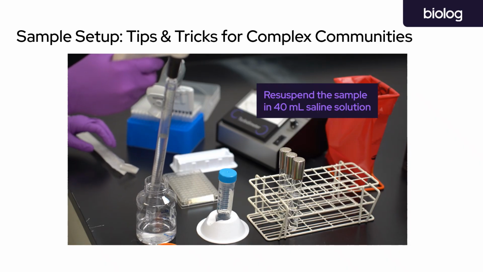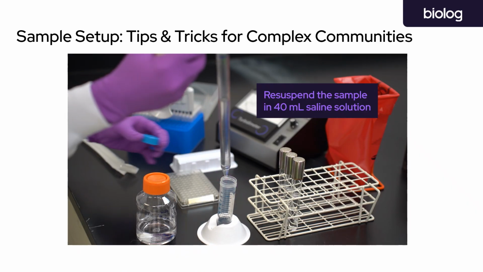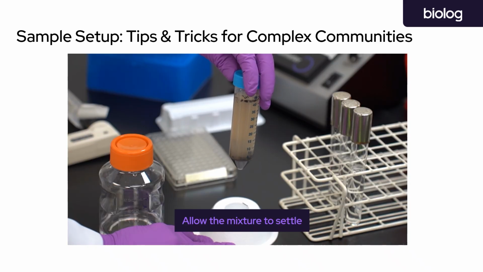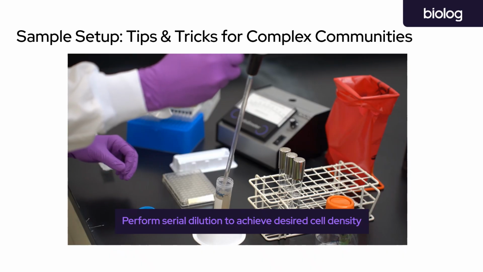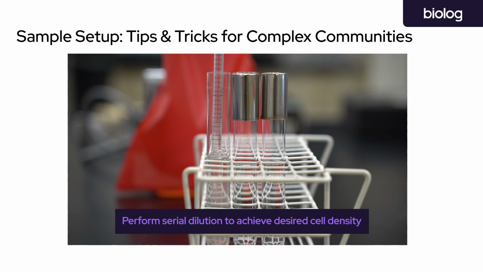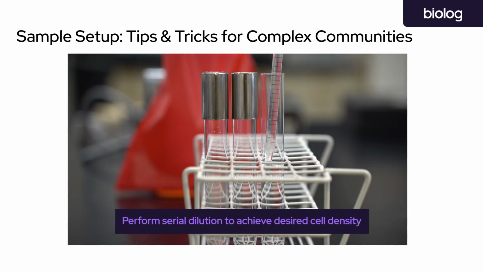and I'm going to resuspend that in 40 mLs of saline solution. Again, I'm using saline solution or a buffer to avoid any osmotic effects. After about 5 minutes, the debris is going to settle down and I am going to remove the supernatant to perform serial dilutions. And over here, I'm aiming for a cell density of about 85% transmittance. So with 3 serial dilutions is enough. You might have to perform more or less, depending on your soil.